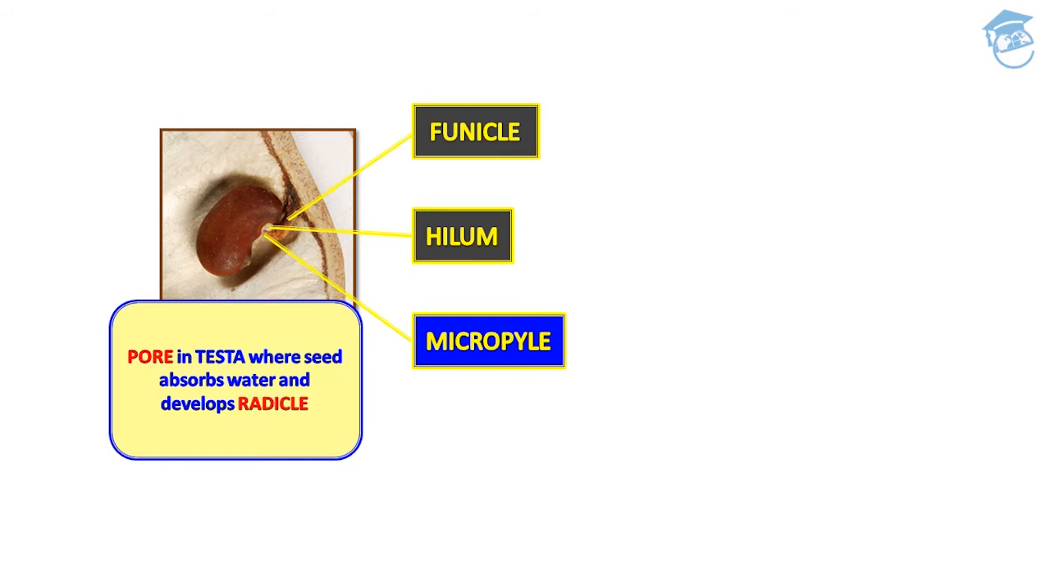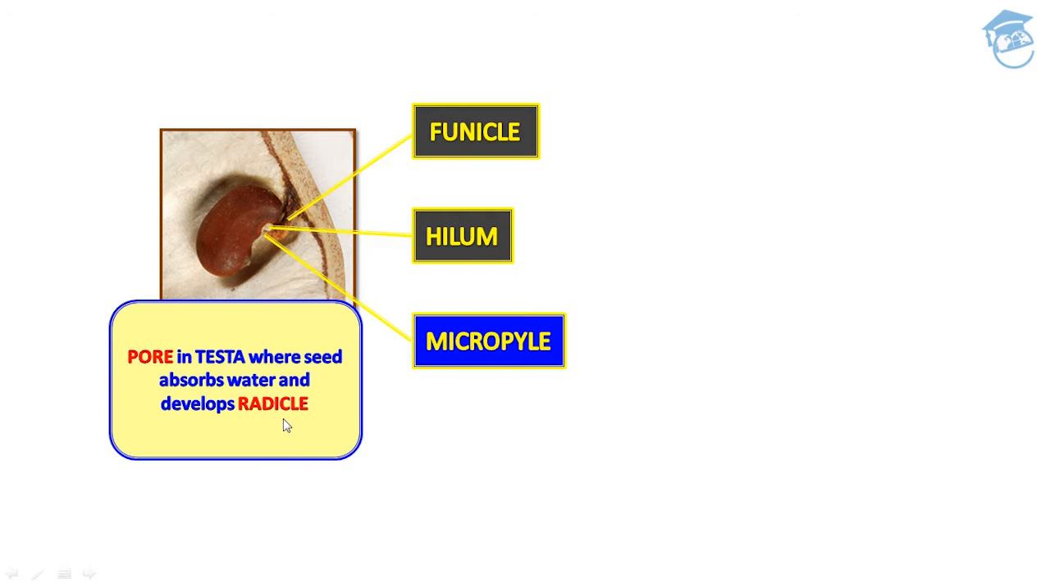And in later stages of progression of the plant body, the radicle gives rise to the root system, and the plumule gives rise to the shoot system. See, there are two regions in a germinating seed: one is the radicle and the other is the plumule. So the radicle gives rise to the root system.